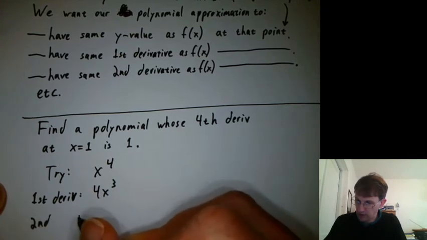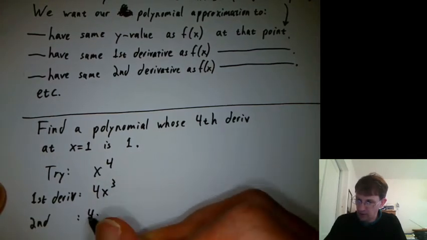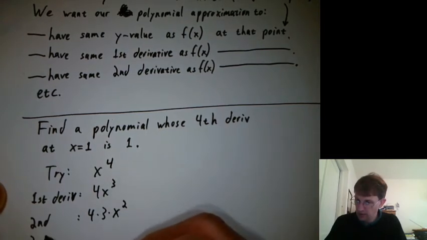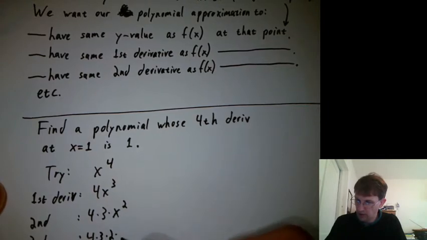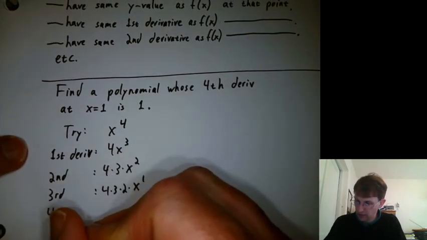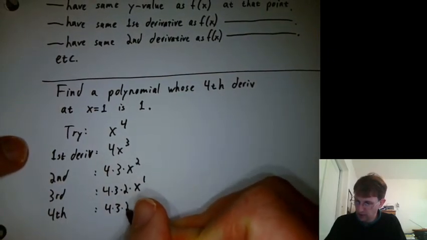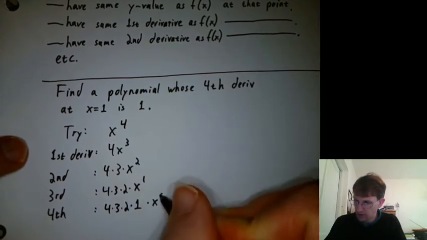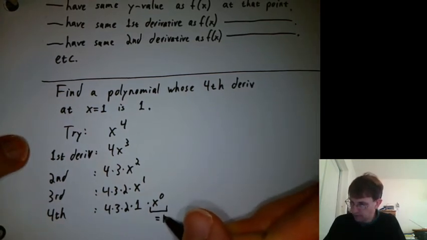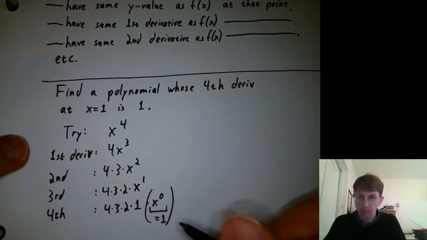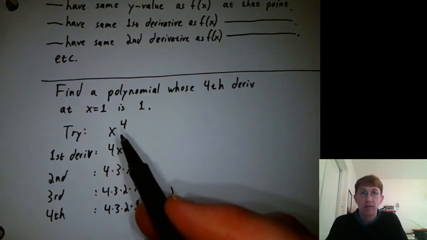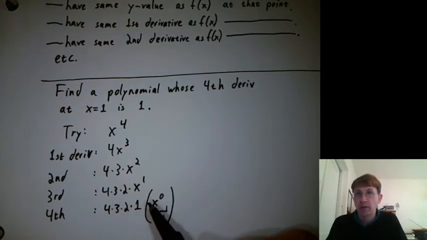How about the second derivative? 4 times, like copy the 4 and then 3 comes down in front and we get 3x squared. Third derivative, 4 times 3 times 2 times x to the 1. And then fourth derivative, 4 times 3 times 2 times 1. You could say times x to the 0, or you could just leave that off because that's 1. So the fourth derivative of what we tried, our kind of guess, was not 1, it was 4 times 3 times 2 times 1, which is 24.